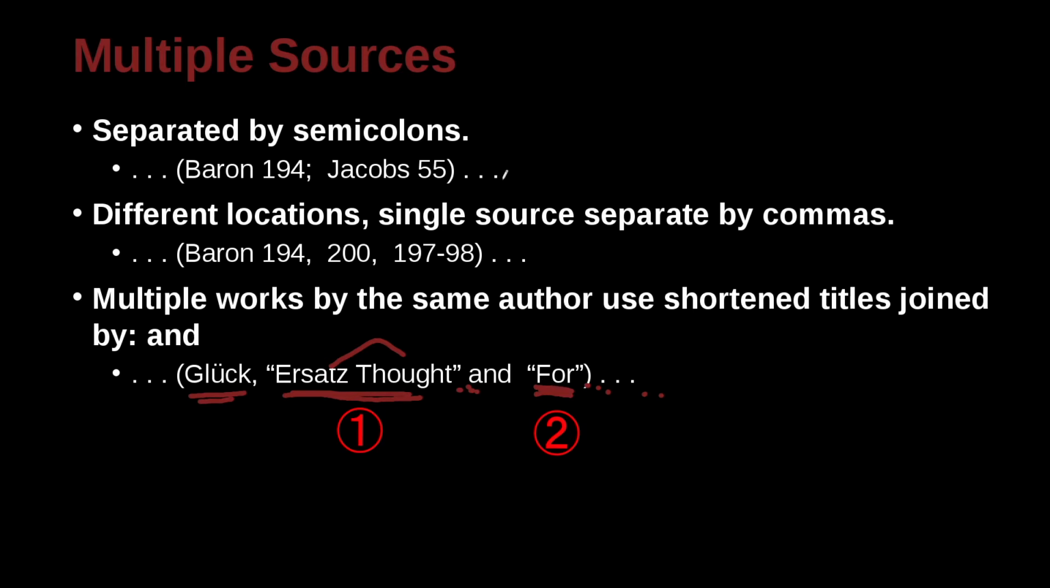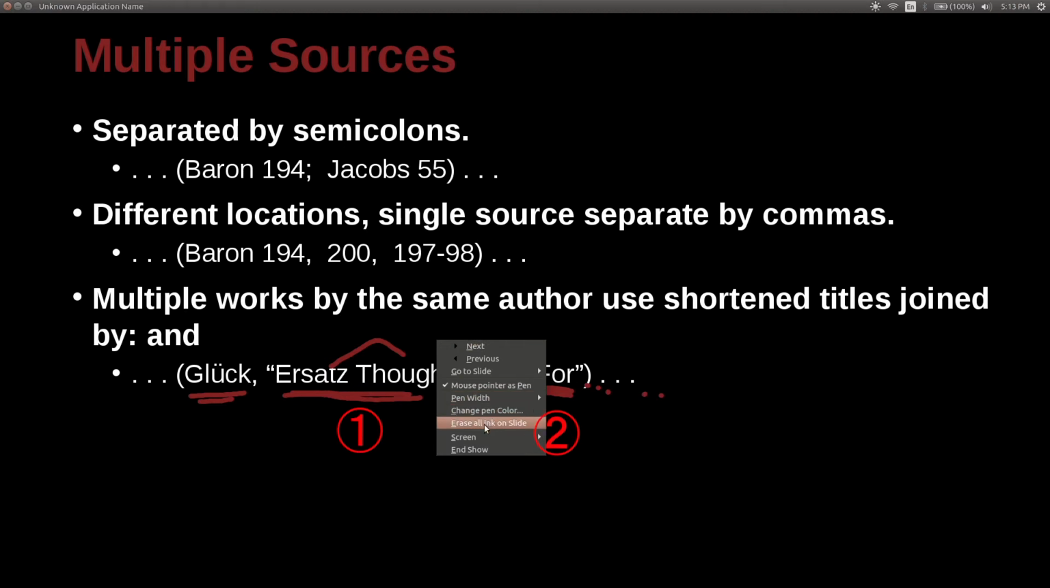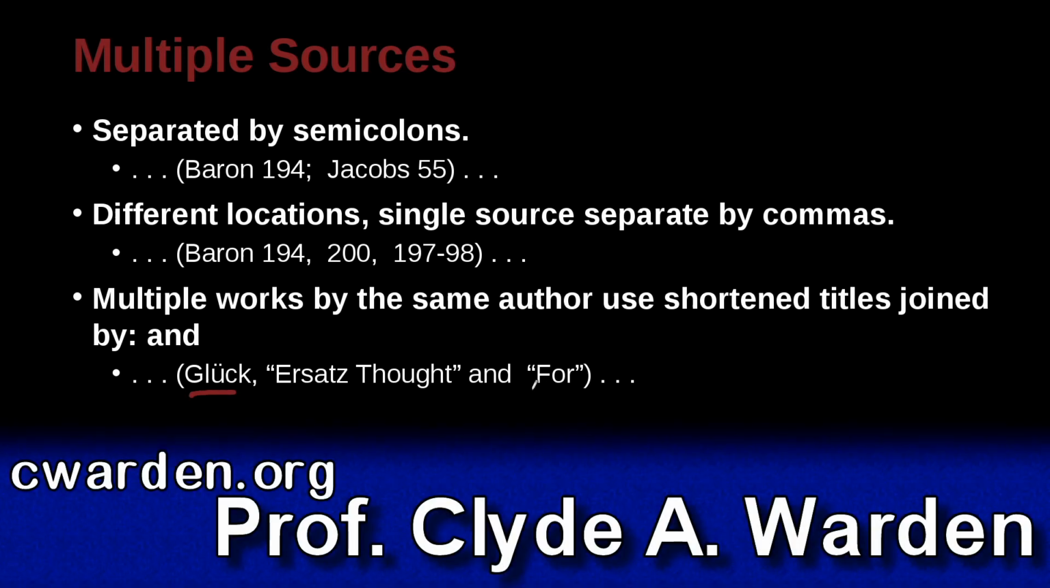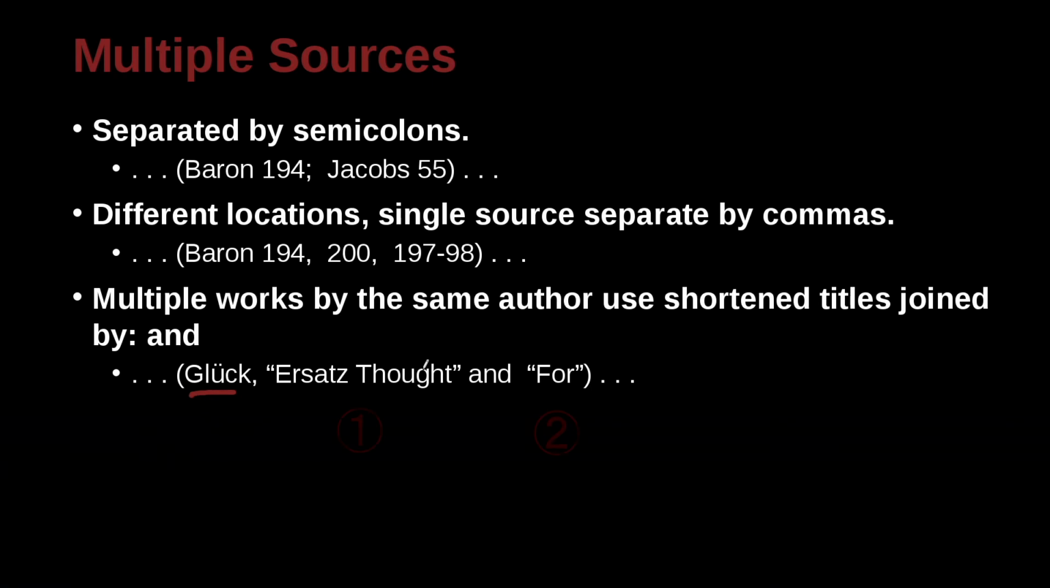But you see, this helps us to tell that these are 2 papers, 2 research papers, or 2 books by Gluck, but they have different names. And I'm citing them in one parentheses here. So I have 2 different papers I'm citing. 1 paper, 2 paper, 1 author.